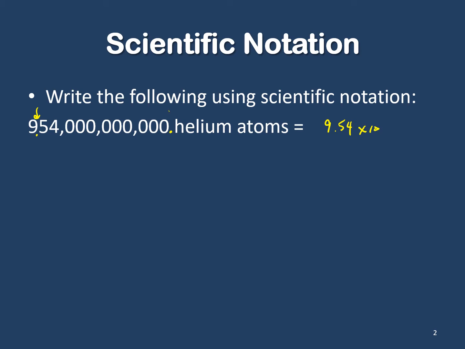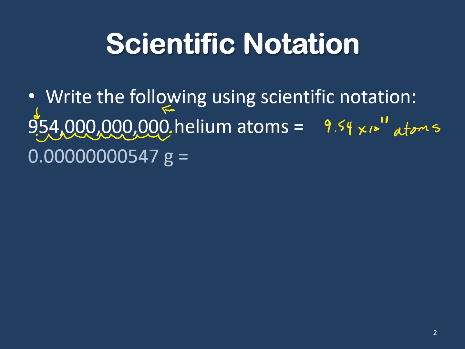So I'm moving the decimal to the left, and I'm going to count how many places I moved it. 1, 2, 3, 4, 5, 6, 7, 8, 9, 10, 11. Because I moved it to the left, I know the exponent's going to be positive, and because I moved it 11 places, the exponent is 10 to the 11. I then add my units at the end. This would be 9.54 times 10 to the 11 atoms.